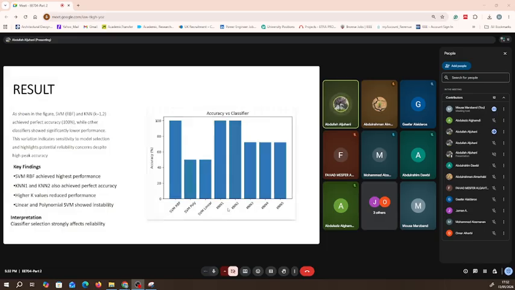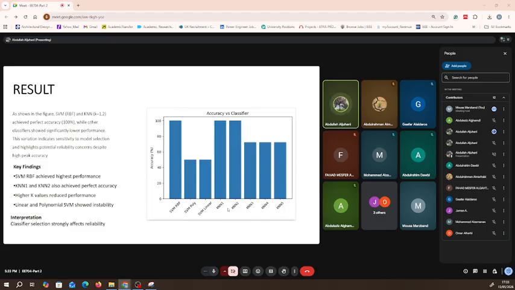We stopped here, and this is the figure comparing different classifiers with their accuracy. As you can see in the figure, the support vector machine with RBF and the k-nearest neighbors, k equals one and two, achieved the highest accuracy, about 100%, while the other classifiers show significantly lower performance.